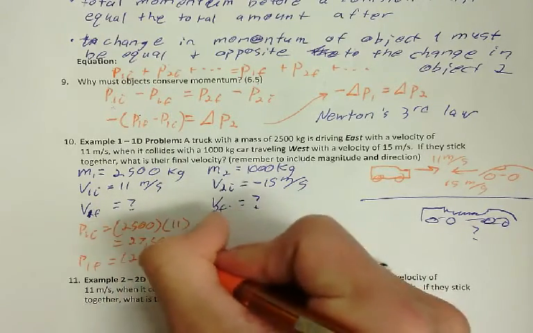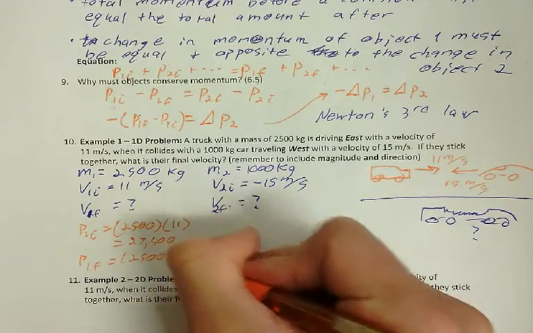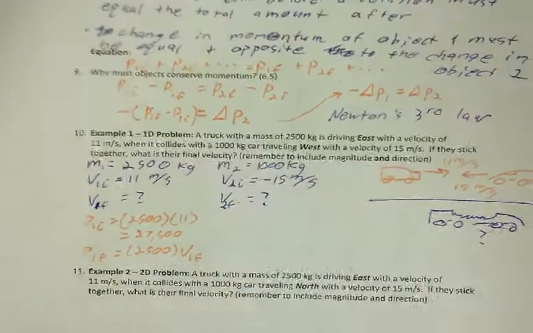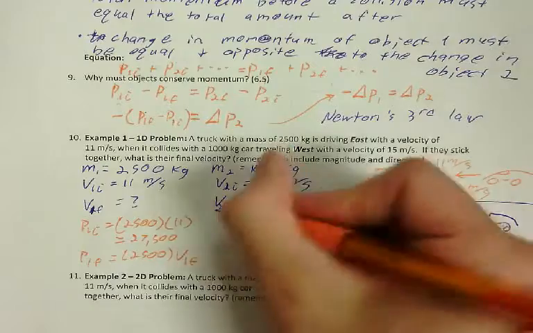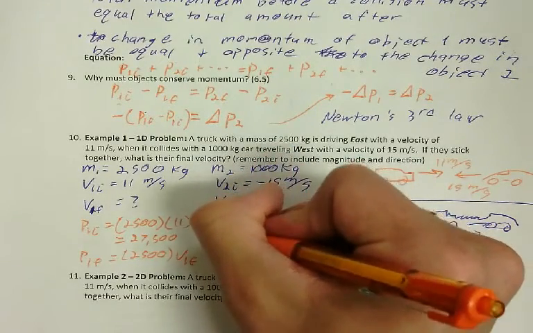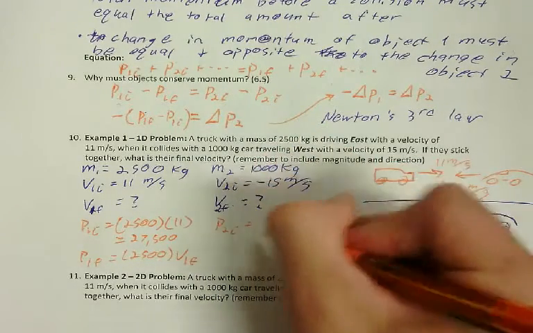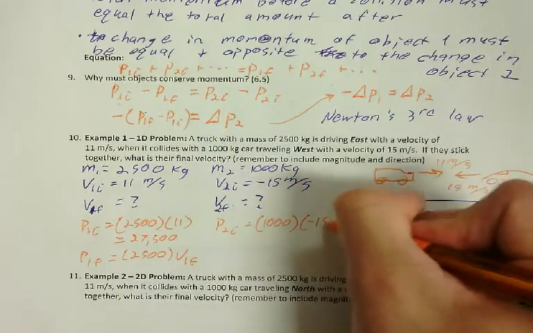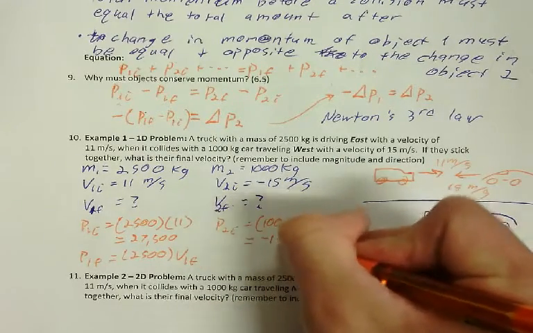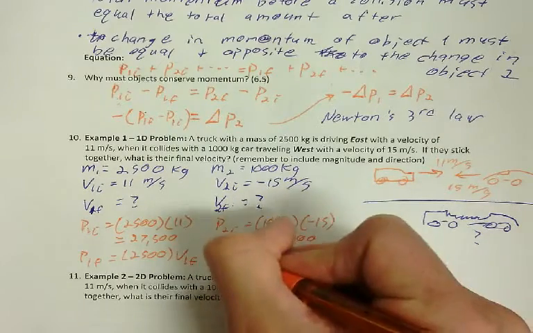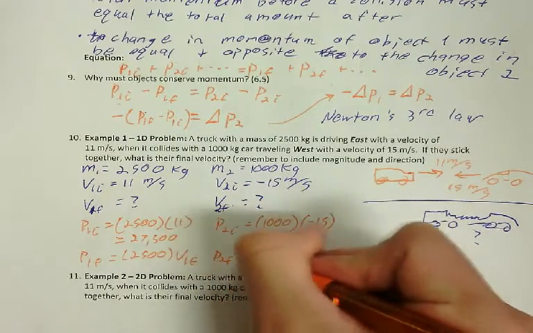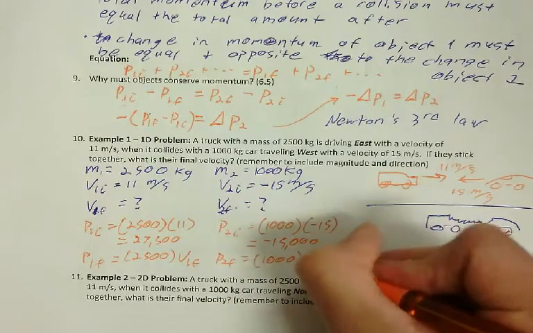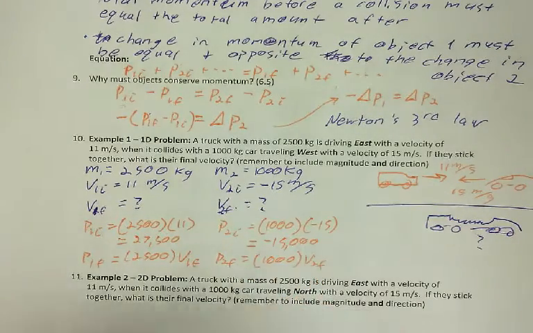Okay, momentum of 1 final is 2,500 times V. I don't know how fast it's going, so it's just 2,500 V. Okay, object 2. Momentum 2 initial is mass of 2 times the initial velocity of 2, negative 15, so negative 15,000. P2 final is 1,000 times V2 final. We don't know what it is, so that's what it is.